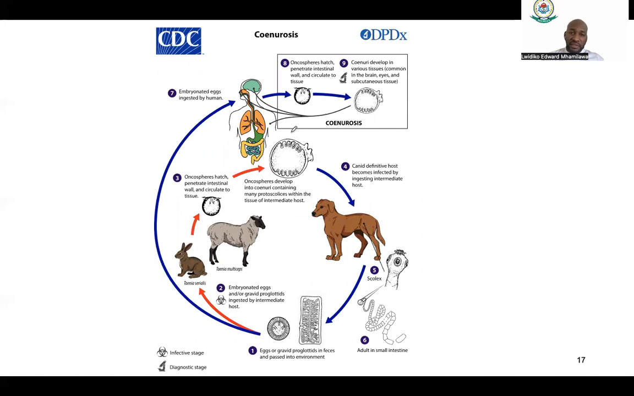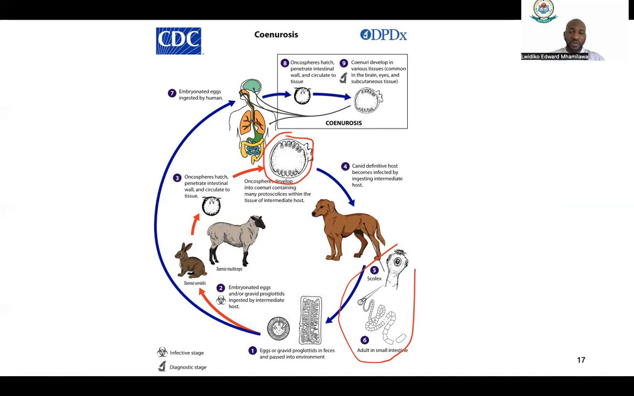Now, this is how it might look. So this is a life cycle. And you can see the difference between coenurosis and sparganosis: it involves terrestrial animals, so dogs and sheep and rabbits. And this is when the dog gets the adult form of this parasite in the small intestines, and then it develops the proglottids.